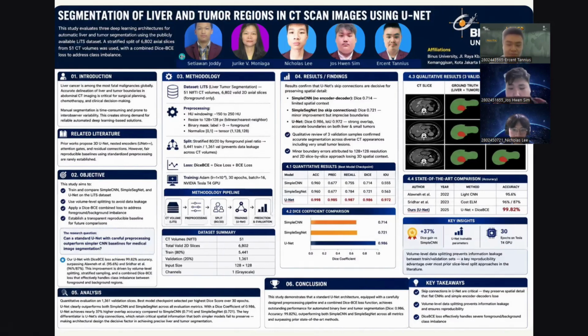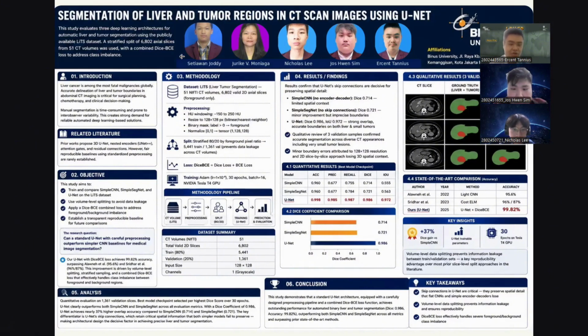The dataset was split into 80% training and 20% validation data. Three models, Simple CNN, Simple SegNet, and UNET, were trained for 30 epochs using the Adam optimizer and Dice BCE loss on an NVIDIA Tesla T4 GPU.